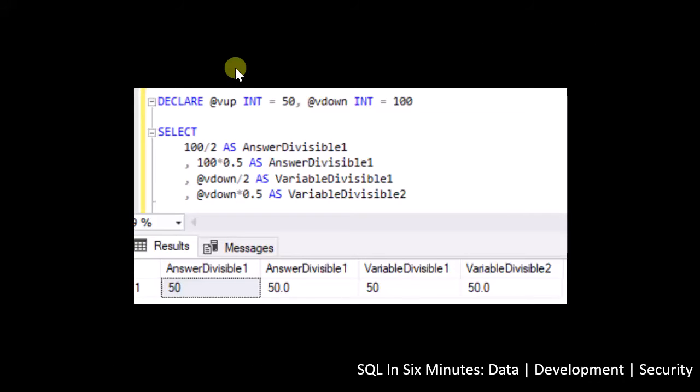So we have two variables, the v up and the v down, and they're both ints. One is 50 and one is 100. We're going to work with the v down first. And we see that we divide 100 by 2, and we see answer divisible 1. And then we see this should be answer divisible by 2, but it's not. But we're multiplying it times 0.5, so we can see this is the same operation.